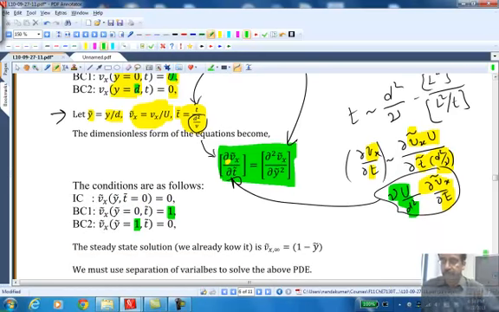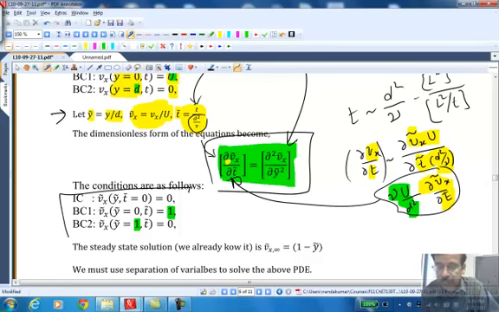So this is the problem that we need to solve now. This equation is subject to these boundary conditions. That's a partial differential equation.